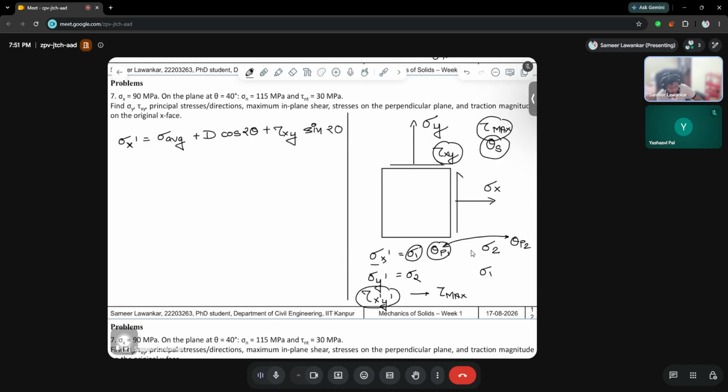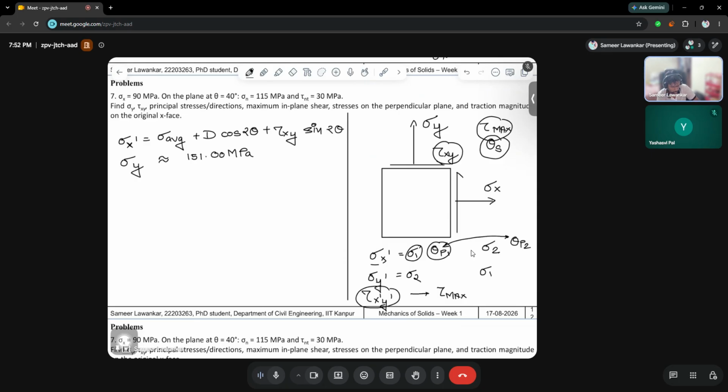Okay, we know the value of tau xy, and we know the values of sigma x dash and sigma x, so you just need to know sigma y. When you calculate sigma y, you can get the value as equal to 151.00 MPa.